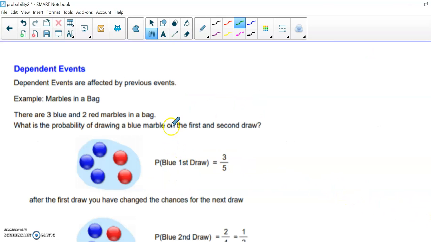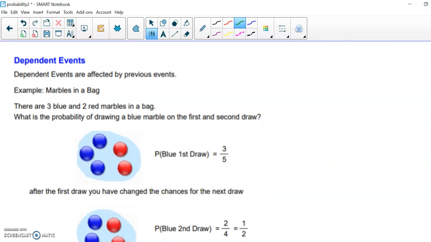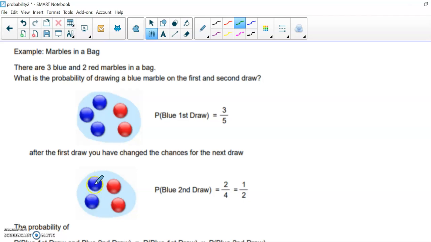All right. Then there's something called dependent events, which means it is affected by the previous event. An example they have here is you have 3 blue marbles, 2 red marbles in a bag. What's the probability that you're going to get a blue marble? The probability of blue, there's 3 blue out of 5 total marbles, but then you don't replace that blue marble. And so now there's 2 blue marbles and 4 total marbles.